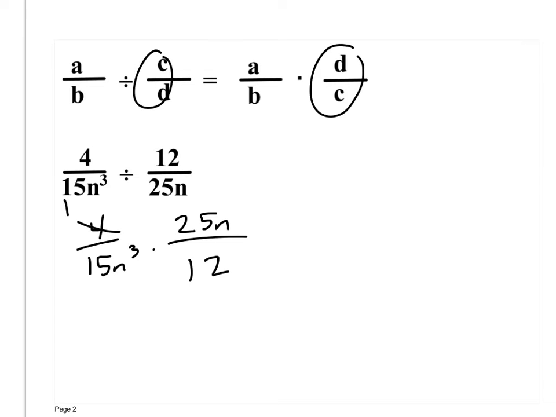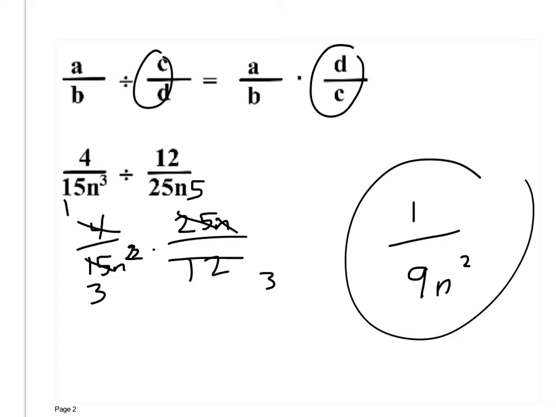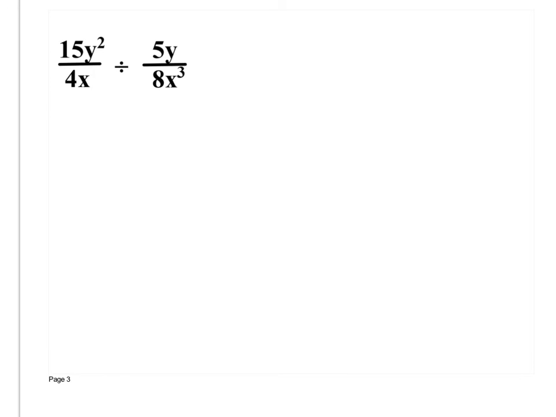I can take 4 out of 12 and get 3. I can take 5 out of 25 and get 5, and 5 out of 15 and get 3, and take n out. I'm left with 2 of those n's. So on top it's 1 over, and I've got 9n squared, and that would be my answer. You're right, there should be 5 on top. Sorry, I forgot. I wrote it up there and forgot. Any questions?